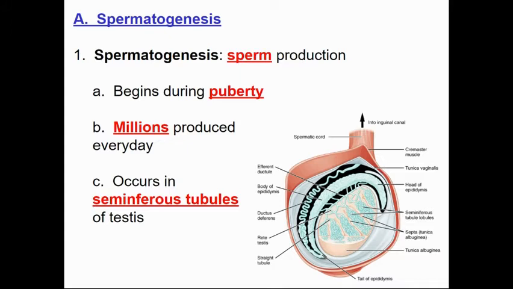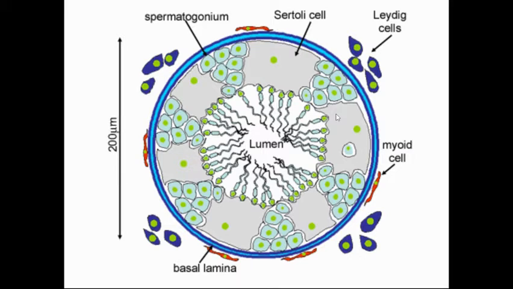For males, the sperm aren't present. They don't start being produced until puberty. And then millions are produced every day. So now, what are we looking at? This is one of those seminiferous tubules cut in half, and we're looking down the center of it.